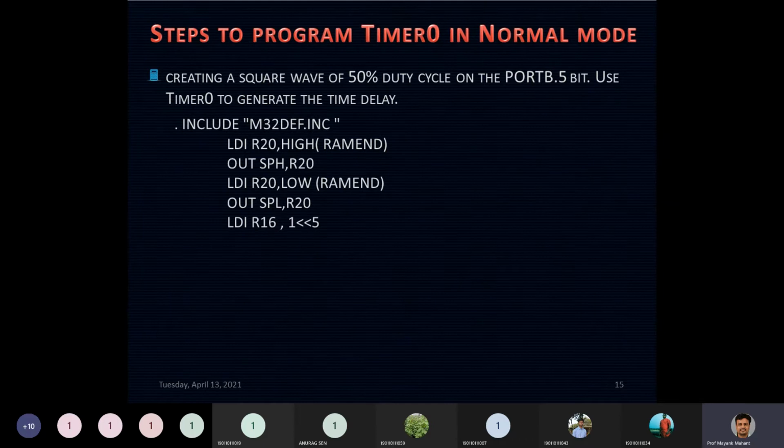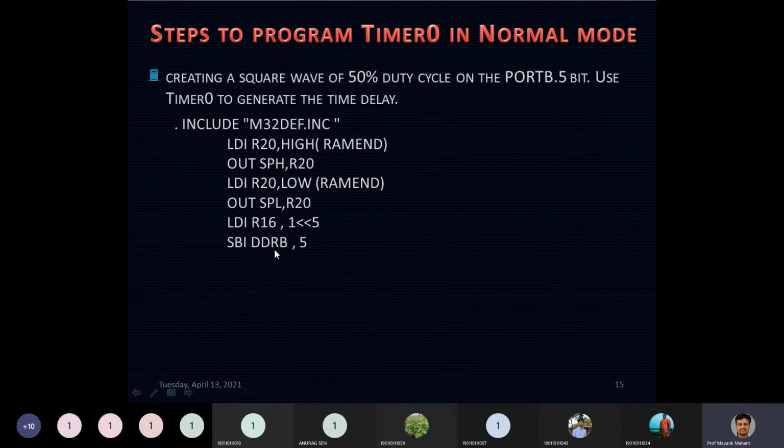Okay, then I need to configure my port B pin number 5 as an output port. That can be done with LDI R16, 1 shifted 5 times, because I'm going to use port B pin number 5. This is a left shift, an assembler directive that can be used. It means bit number 1 is shifted in R16 5 locations. After doing this, the value of your R16 will be 0, 0, 0, 1, 0, 0, 0, 0. That value is supposed to be loaded in your DDRB register.